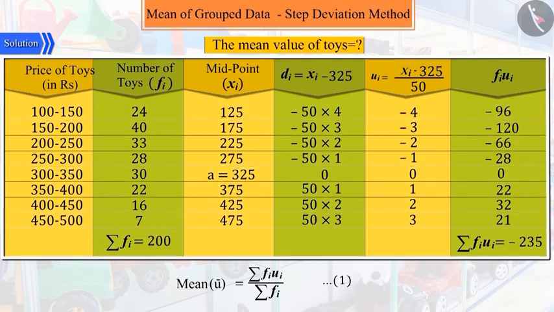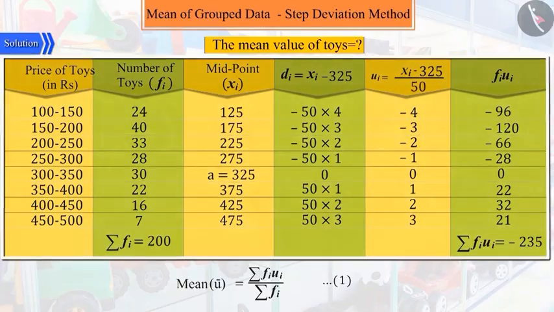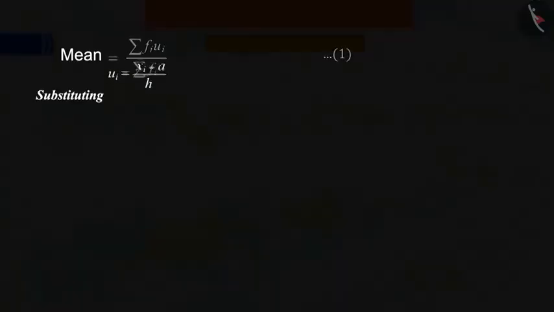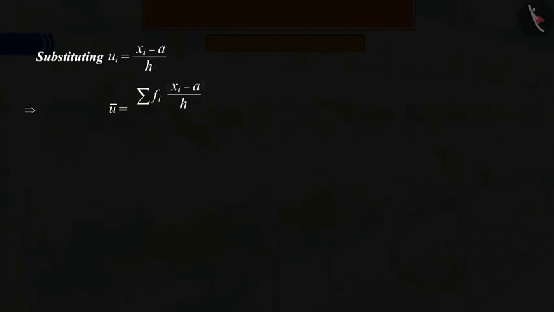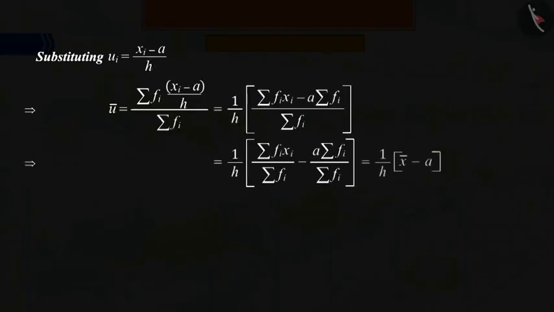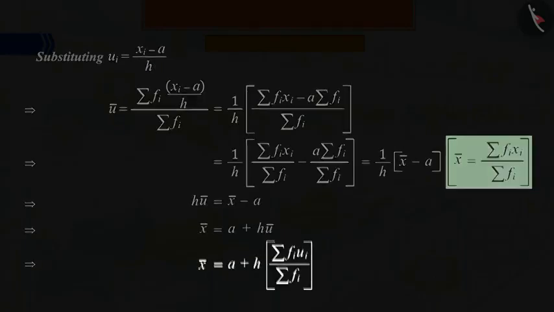But you must be remembering that to obtain ui, we subtracted a from each xi and then divided it by h. Therefore, to find the mean, by substituting the value of ui in equation 1, the following formula is obtained.